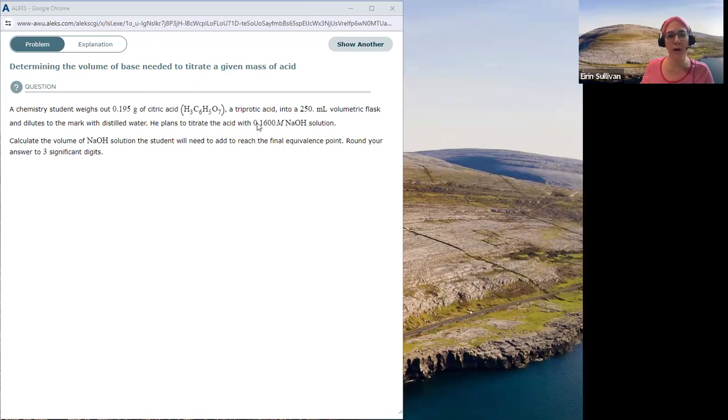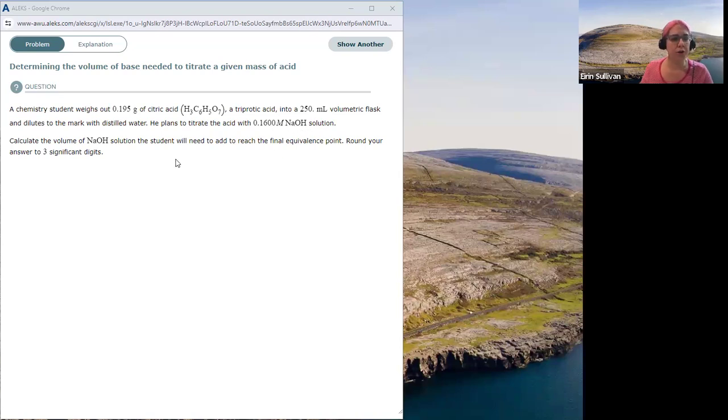And we already know that if I have a given concentration of solution, I can relate that to the amount of moles per unit volume in that solution. I can literally use this as a conversion factor because 0.16 molarity means that there's 0.1600 moles of sodium hydroxide per 1 liter of solution.